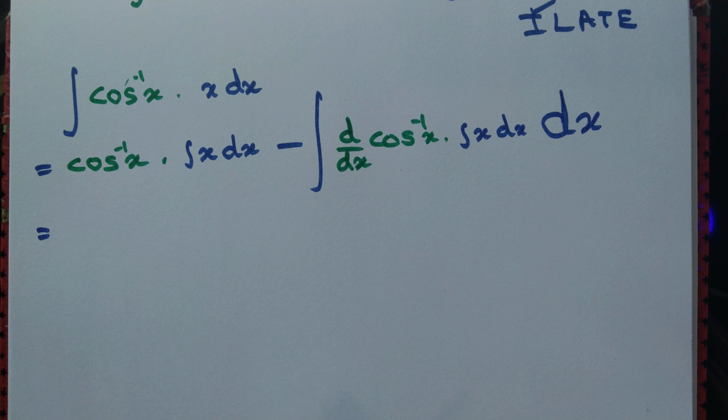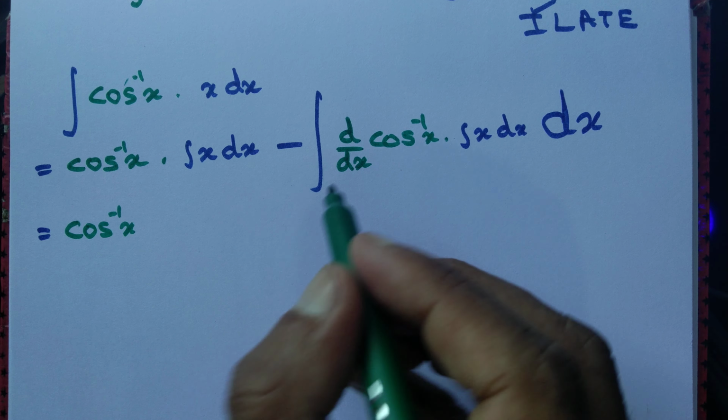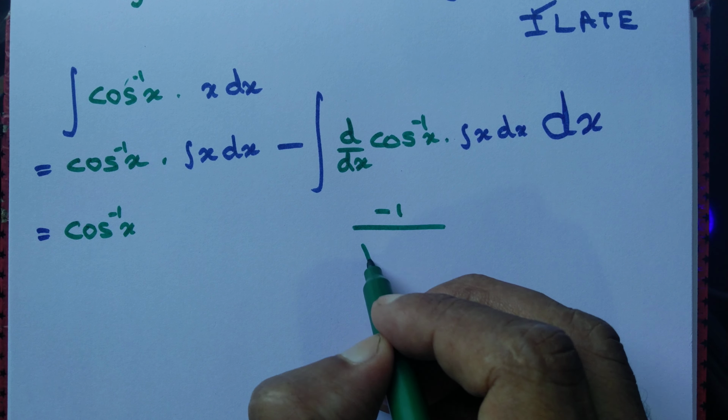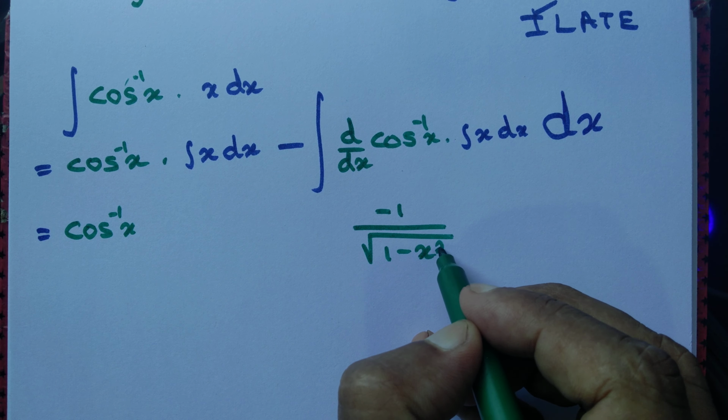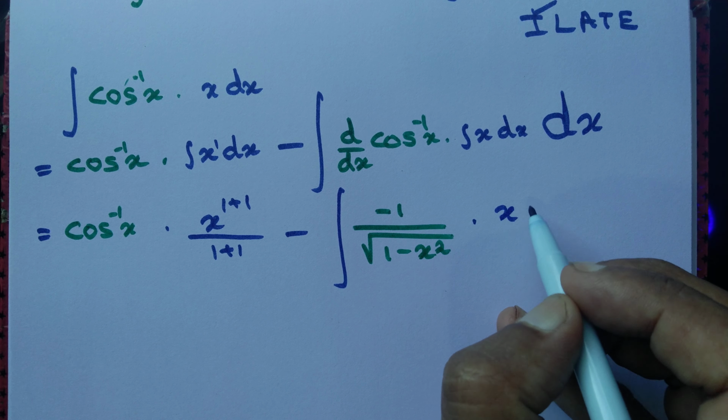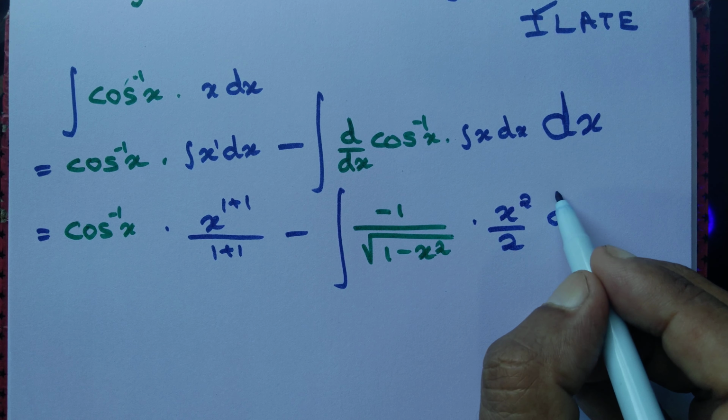Okay. The first function cos inverse of x we write as it is, we simply copy it. How about the derivative of cos inverse of x? The derivative of cos inverse of x is minus 1 by root over 1 minus x square. How about the integral of x? The integral of x to the power n is x to the power n plus 1 by n plus 1, so the integral of x is x to the power 1 plus 1 by 1 plus 1, that is x square by 2, dx as it is.